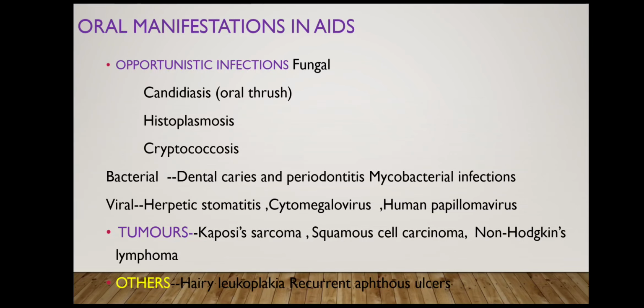Tumors, mostly Kaposi sarcoma, which is a malignant tumor of the vascular compartment, and squamous cell carcinoma and non-Hodgkin's lymphoma are very common in AIDS. Others are hairy leukoplakia. Hairy leukoplakia is associated with Epstein-Barr virus in AIDS patients. Recurrent aphthous ulcers are also very common in AIDS.